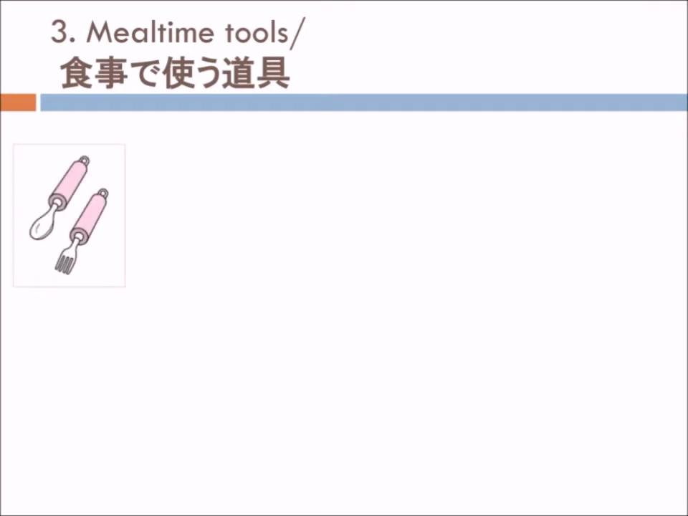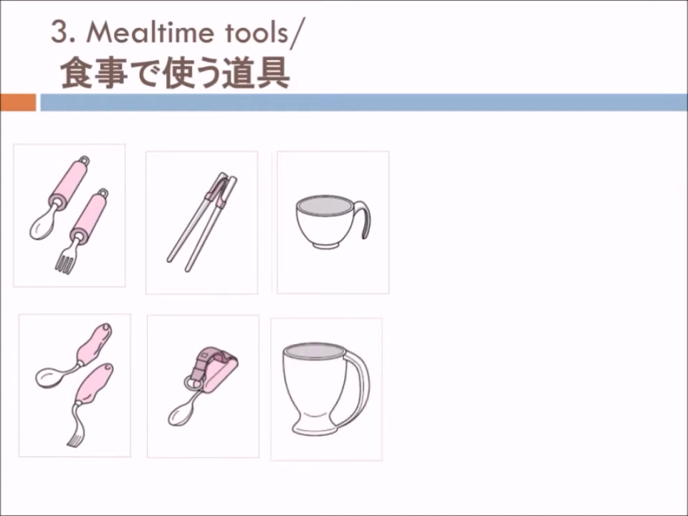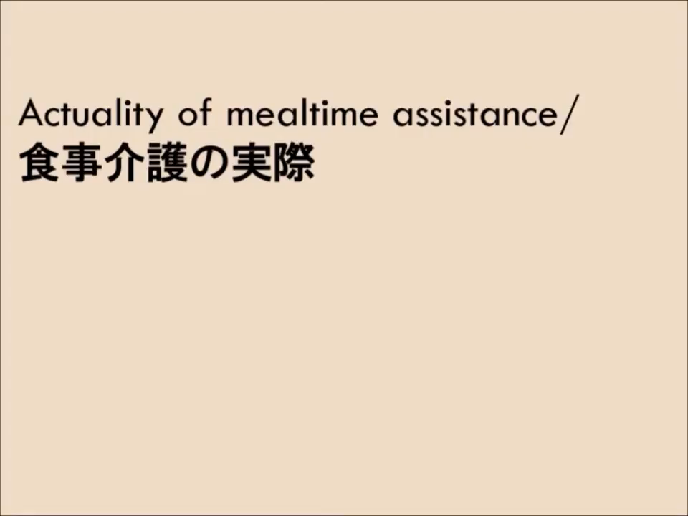Easy to hold fork and spoon. Chopstick with spring. Easy to hold tableware. Bendable fork and spoon. Strap-on spoon holder. Cup with handle. Easy to scoop food dish. Non-slip plate mat.